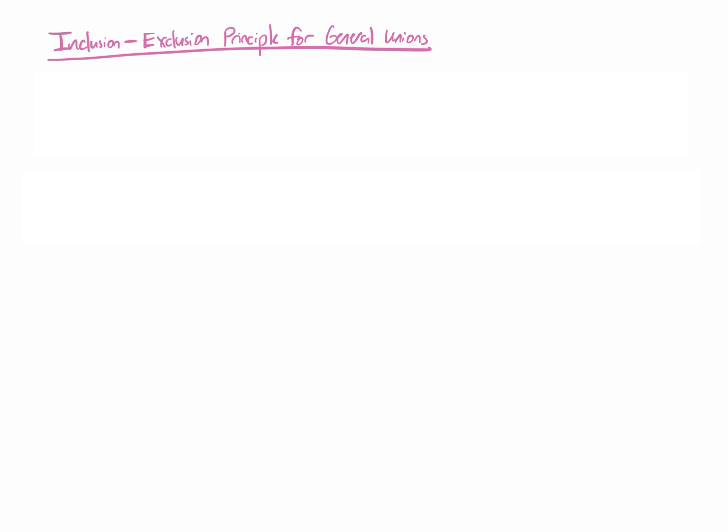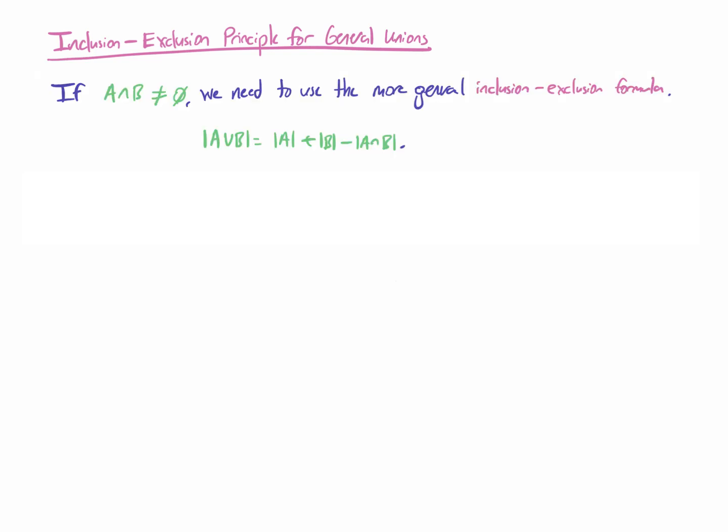So what the inclusion-exclusion principle says is that if my sets are not disjoint, then I can do the same thing. A union B, its size is equal to the size of A plus the size of B. That part's familiar. But I have to add a correction term. I have to check the size of that set, A intersect B. And the reason that I have to do this is that this fixes some double counting.